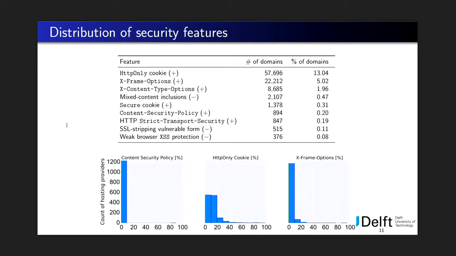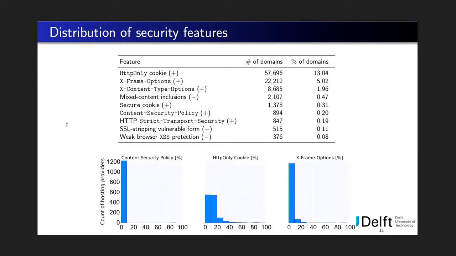If they are not serving JavaScript, you might not need some of these, etc. But for most, it can be used in different kinds of websites and servers. In the plot, at the bottom of the table, you can see how it's distributed across the providers. On the x-axis, you see the percentage of the domains that are adopting these features, and on the y-axis, you have the total number of providers.